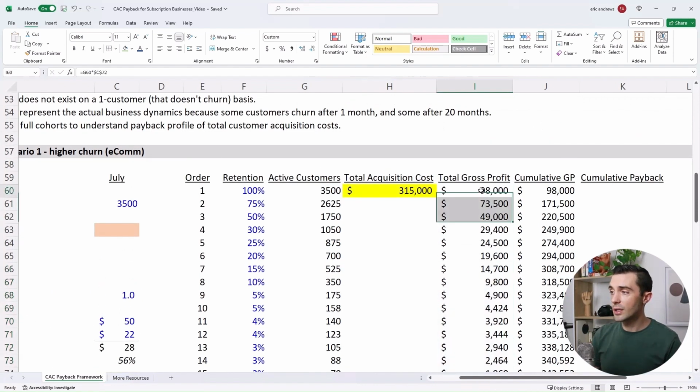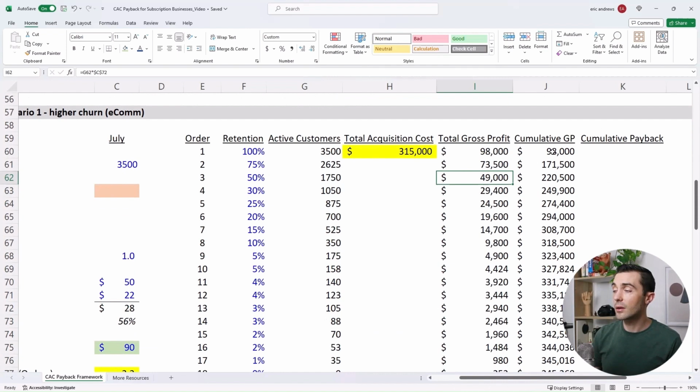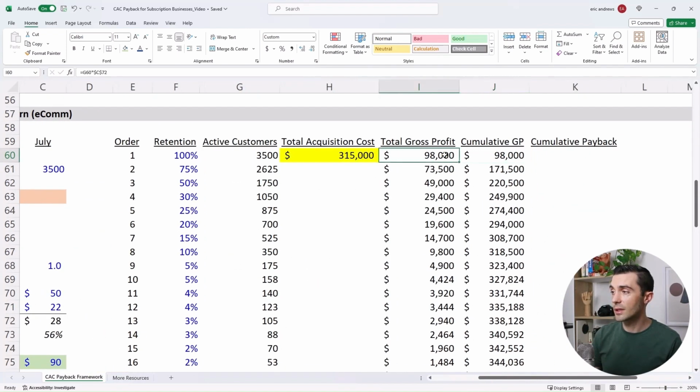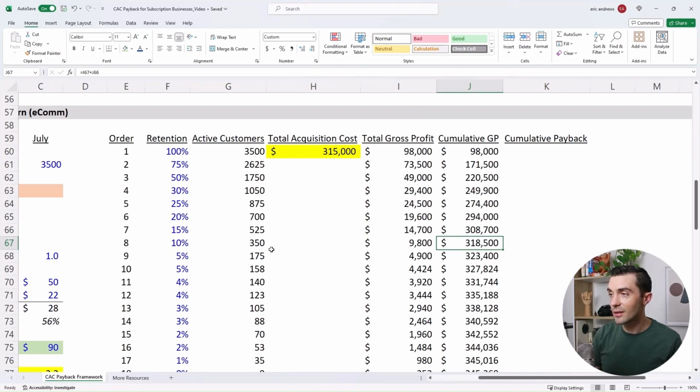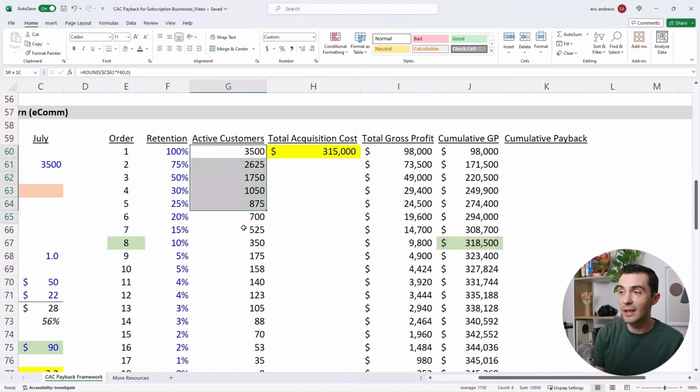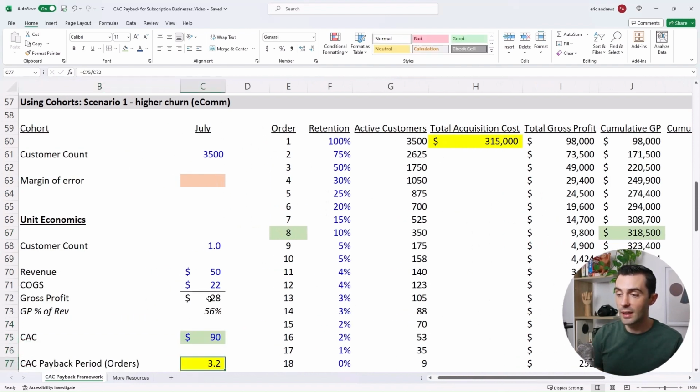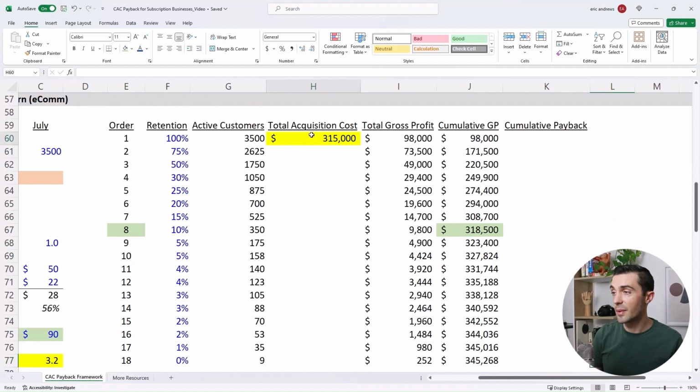And so the big question here is, if we add up the gross profit cumulatively, so what we do is we take the 90,000 and we add it to the 73,000. We're really trying to see, is there a point at which we generate cumulatively enough gross profit to even pay back the original customer acquisition costs? And what we see here is we only cross 315,000 in month 8, because of the decline in the customer cohort. It's not 3.2 months. It actually takes us around 8 months to pay back the CAC.